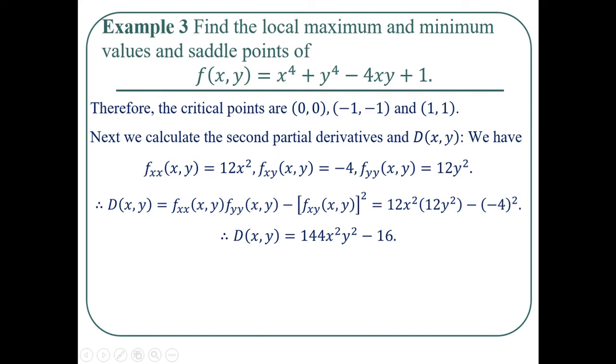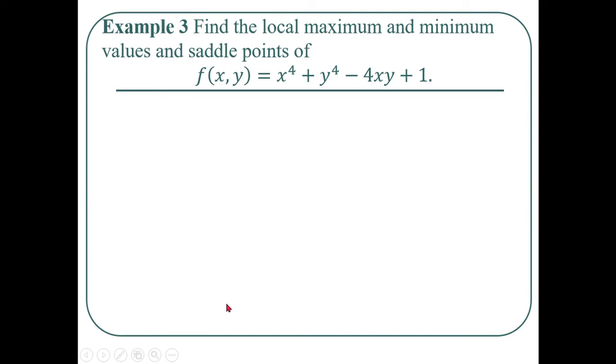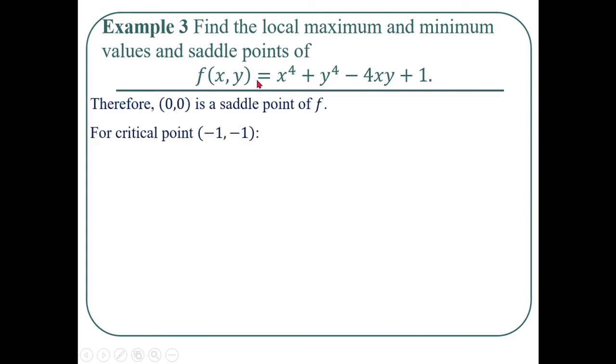Now we have to calculate the value of d at 0, 0. It will be 144 into 0 minus 16, that is minus 16, less than 0. And we know that when d is less than 0, that point is always a saddle point. So this origin is a saddle point. Whatever the value of fxx, since d is negative, 0, 0 is the saddle point of f.